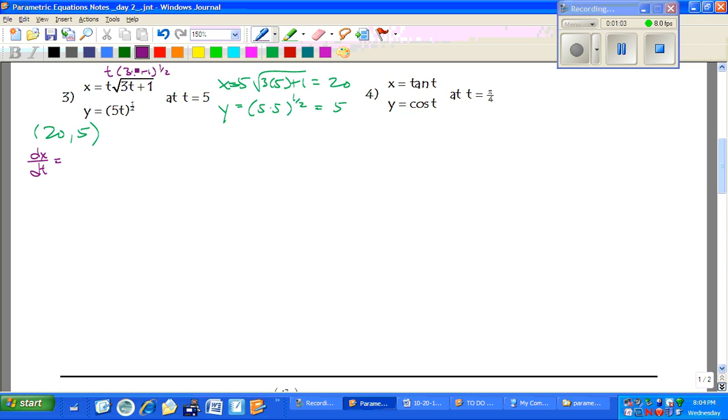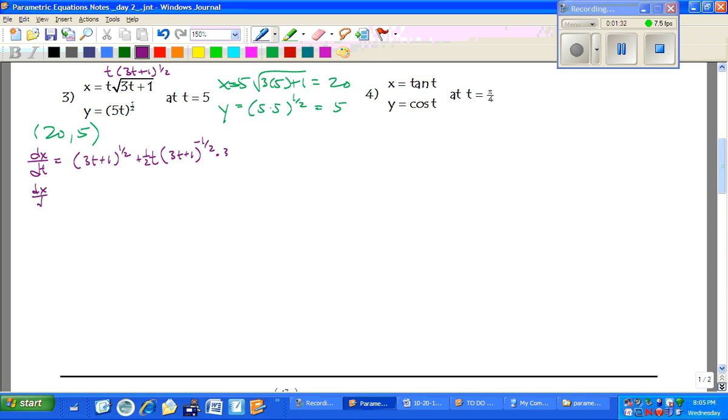So derivative of t is just 1 times 3t plus 1 to the 1/2 plus t times the derivative of this. We bring the 1/2 out in front. I'm going to put the 1/2 in front of the t instead of t times 1/2 times 3t plus 1 to the negative 1/2 because we subtract 1 from that exponent using the power rule, and then multiply by the derivative of the inside, which is 3.